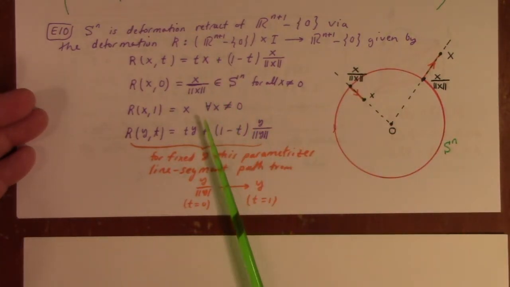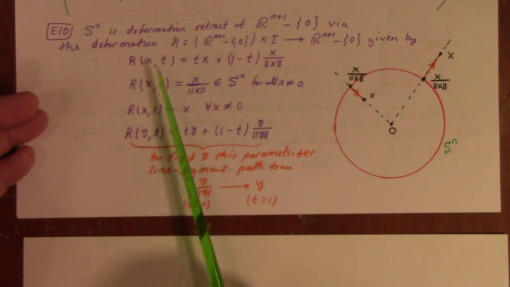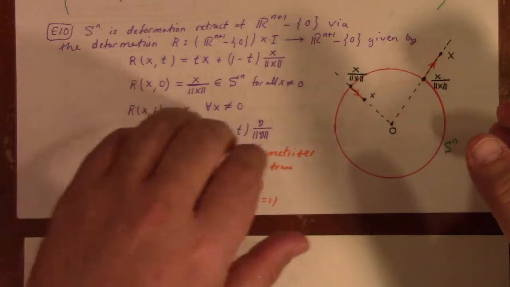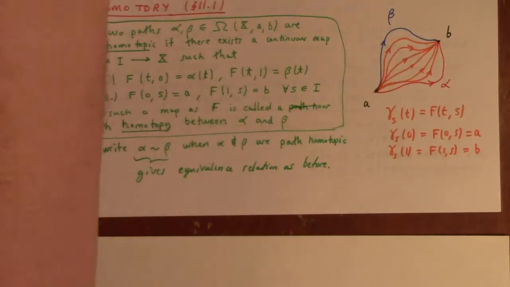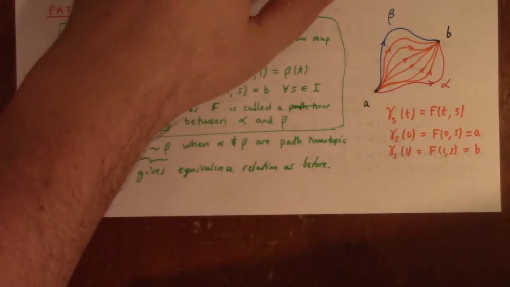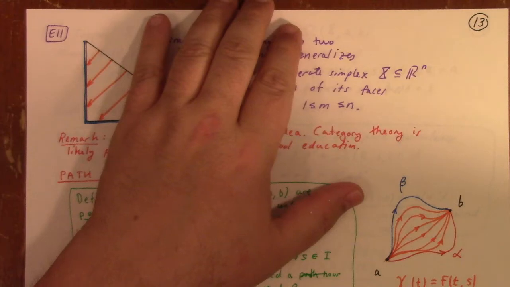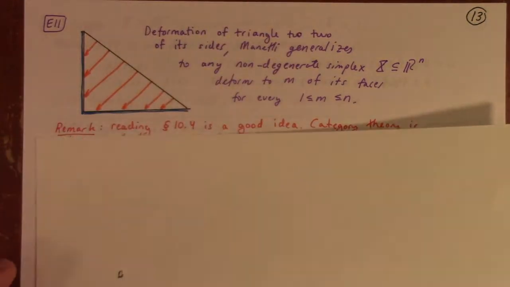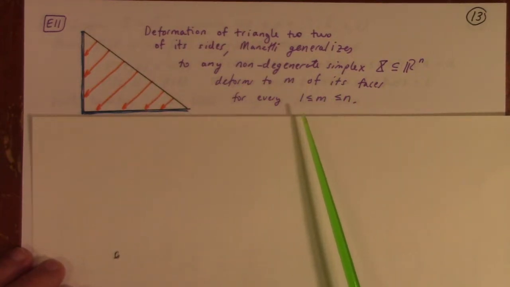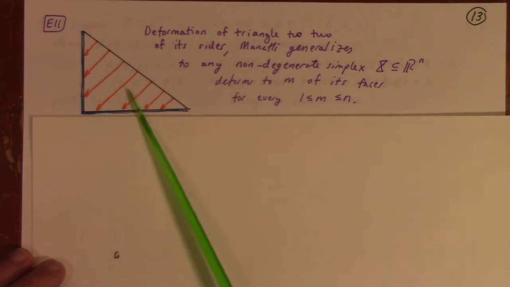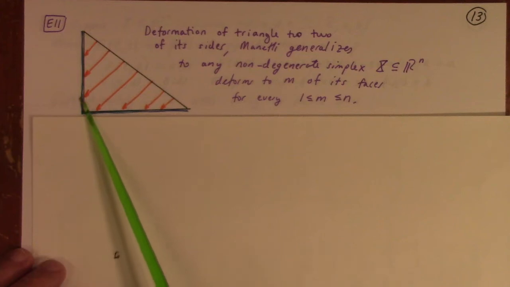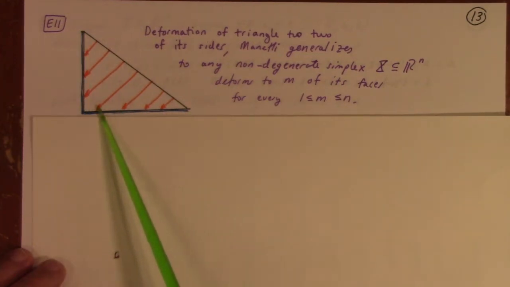Here's the proof. These are the formulas. They don't lie. And it is in fact a deformation, so it satisfies the defining requirements. And Minetti gives some rather general and kind of cool arguments to show that if you have a regular, non-degenerate simplex X in Rn, you can deform it to its faces. For example, you can take a triangle and deform it to these two faces. I can take this triangle and deform it to just this L.